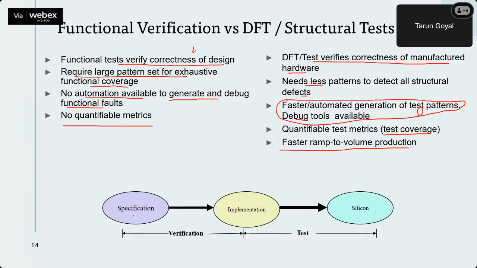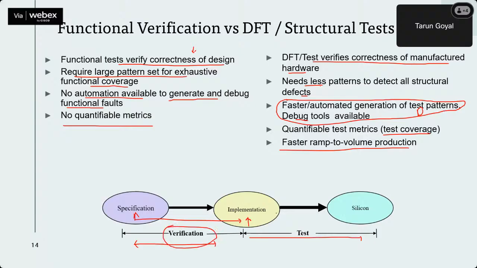So now we come to the specification level. Then we go to the stage of implementation. Once the design is looking solid and stable, we can take it forward for test. This is the correctness of the functionality and spec, which comes under verification.